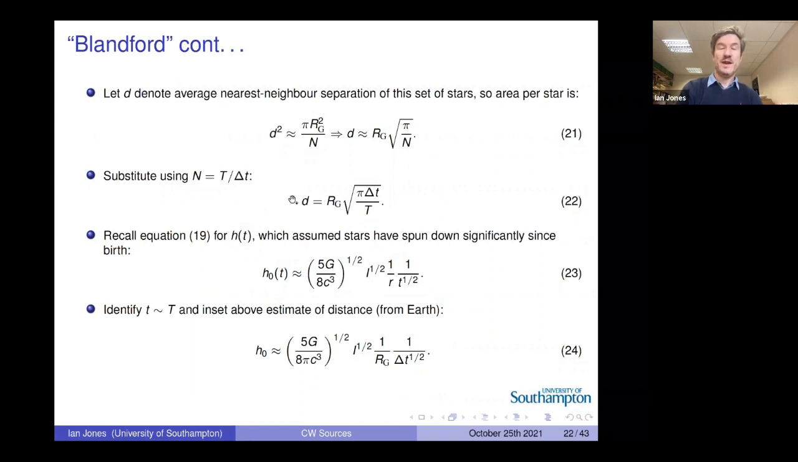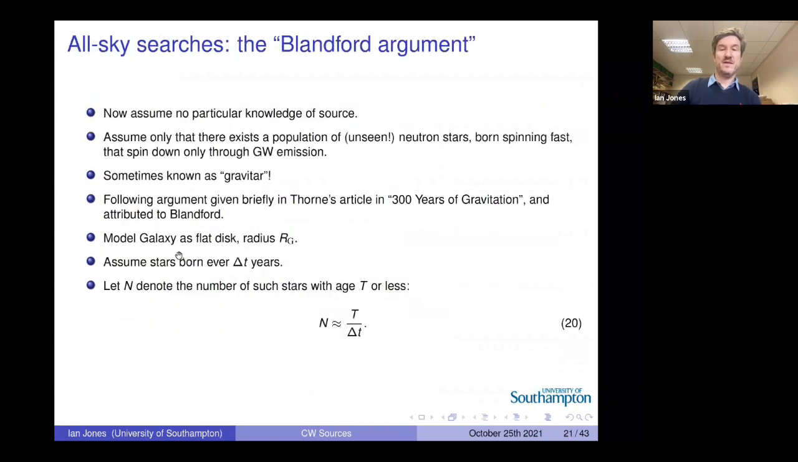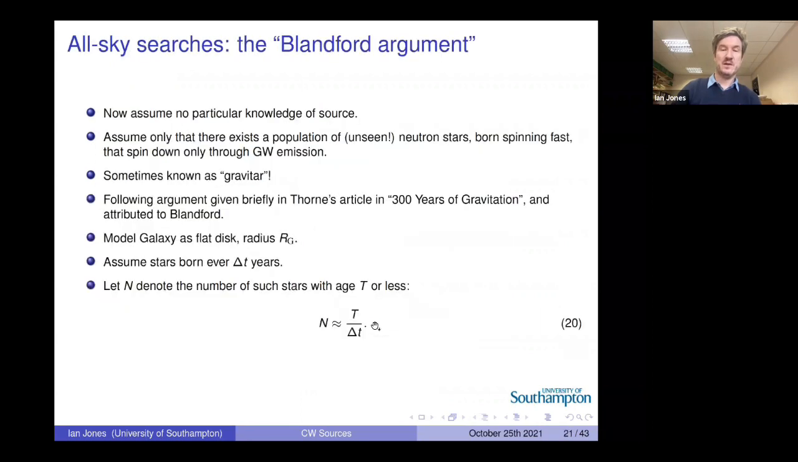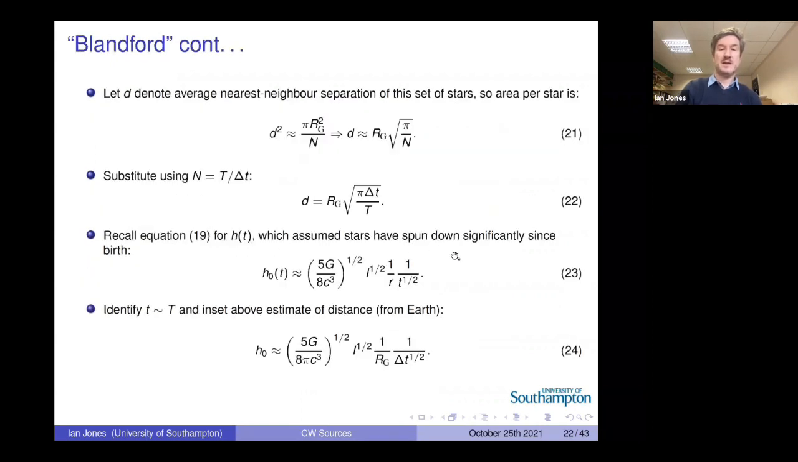It's quite a devious argument. We can then take this equation for d and substitute it back into equation 19, our gravitational wave amplitude as a function of time, assuming that stars are spun down a lot. If you do that, you get equation 23, and this is for a star of age T. If we identify the time now with the age of the oldest star in our set, you get equation 24.